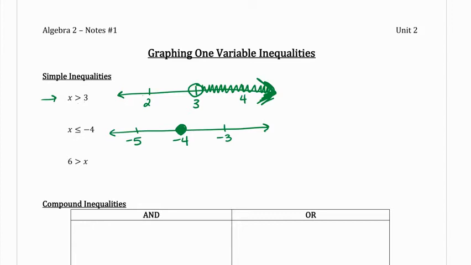And then I want to go less than -4, so numbers smaller than -4 would be toward -5. My pen's acting up here. There it goes. Okay, so we're going to go that way.